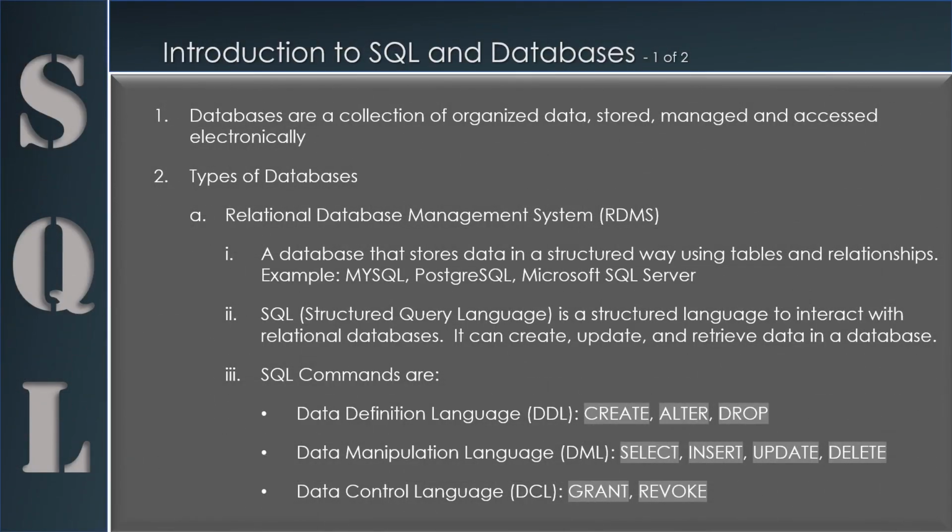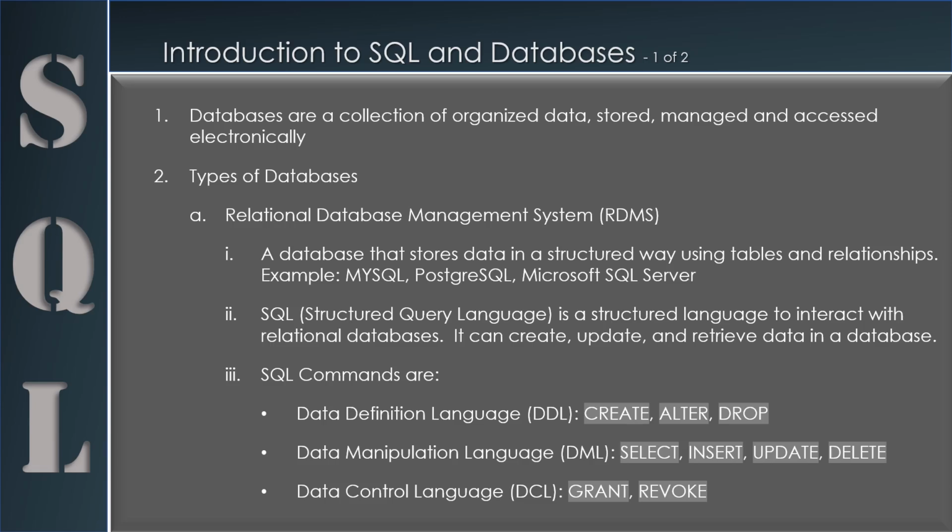Welcome to the introduction to SQL and databases. Databases are a collection of organized data stored, managed, and accessed electronically. There are different types of databases, but in this topic, we'll be discussing the Relational Database Management System, which is known as RDMS. RDMS is a database that stores data in a structured way using tables and relationships. Examples of RDMS include MySQL, PostgreSQL, and Microsoft SQL Server.